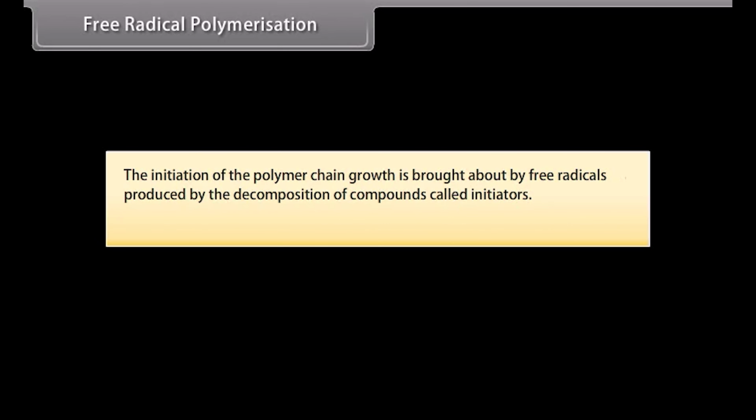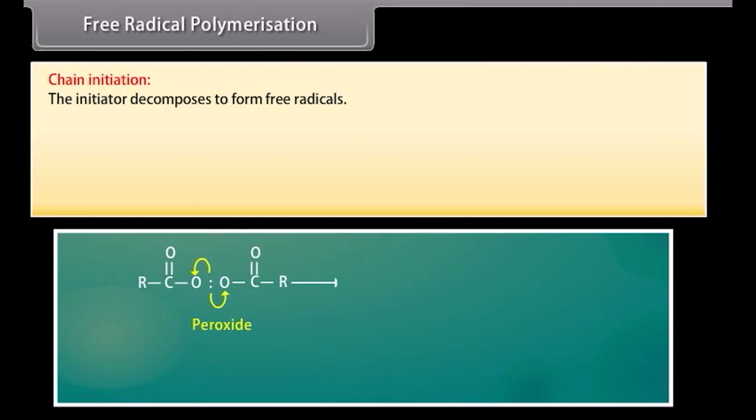Free radical polymerization. The initiation of the polymer chain growth is brought about by free radicals produced by the decomposition of compounds called initiators. For example, ethylene polymerizes by free radical mechanism when it is heated at a pressure of 1000 atm with a small amount of an initiator, which decomposes to produce free radicals. Free radical polymerization occurs through the following steps. Chain initiation. The initiator decomposes to form free radicals.